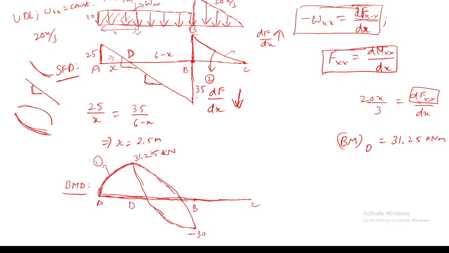Let's name this as number 1 and this as number 2. Which is correct? Number 1 or number 2? First, what is the situation we want? The slope should be whether increasing or decreasing. Increasing. So which one suits here? The second one. So we will erase the first one.